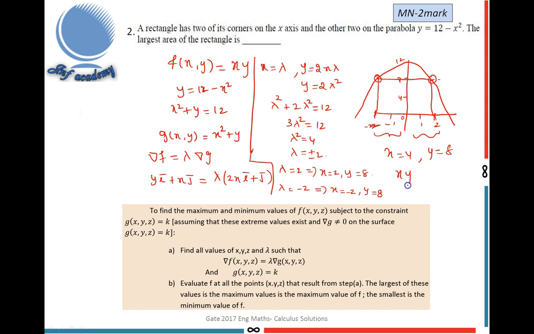So xy equal to 4 into 8 equal to 32. The final answer, the largest area of the rectangle, is 32.